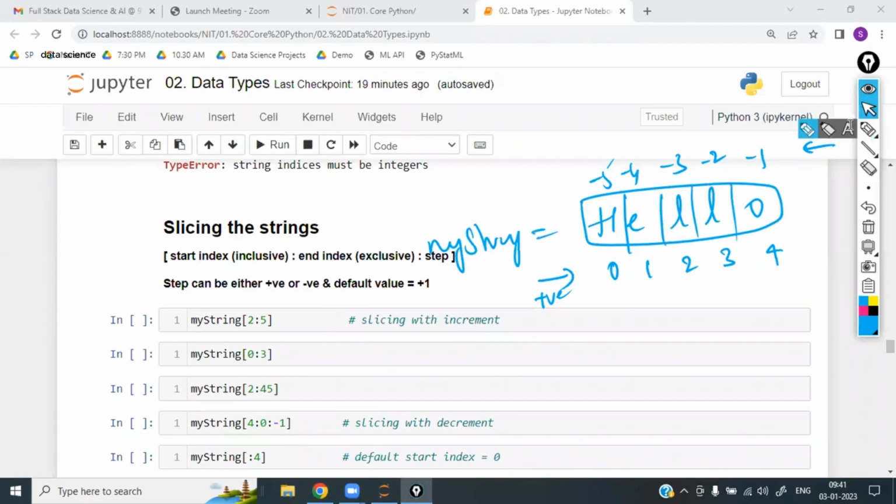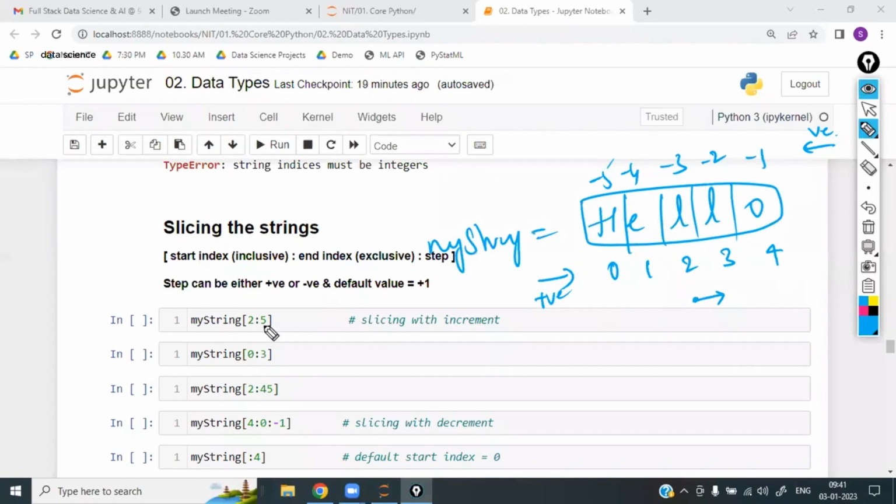Now, my string of 2 to 5. What does 2 to 5 mean? Keep a dot at 2. What is the increment or step, positive or negative? Positive, because the second colon they have not given, so automatically it is plus 1. Plus 1 is the default. Minus 1 only you have to mention clearly. Plus 1, you don't need to mention anything. So automatically it is taking the positive direction.